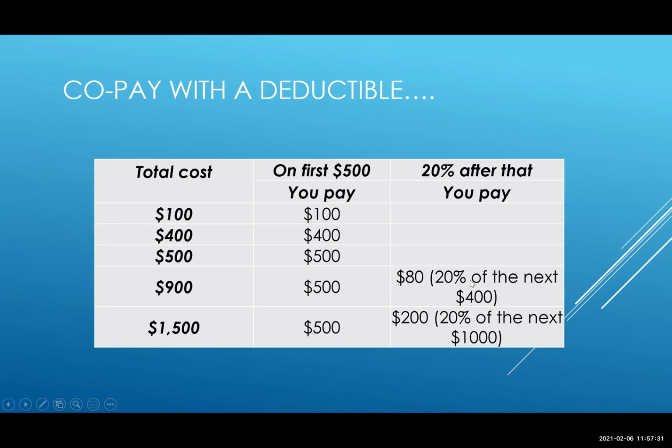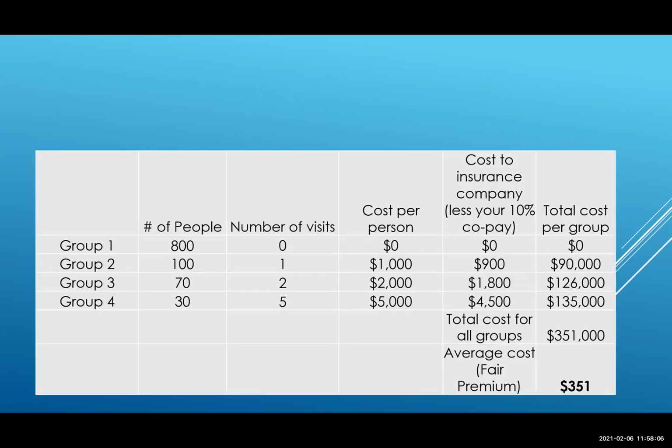So now you've reached your deductible. So at this point, you only pay 20% after that. So on every $100, the insurance company now is paying $80. You're now paying $20. Then you reached your $500, so you're going to pay $200 and 20% on the next $1,000. So I know this gets confusing.